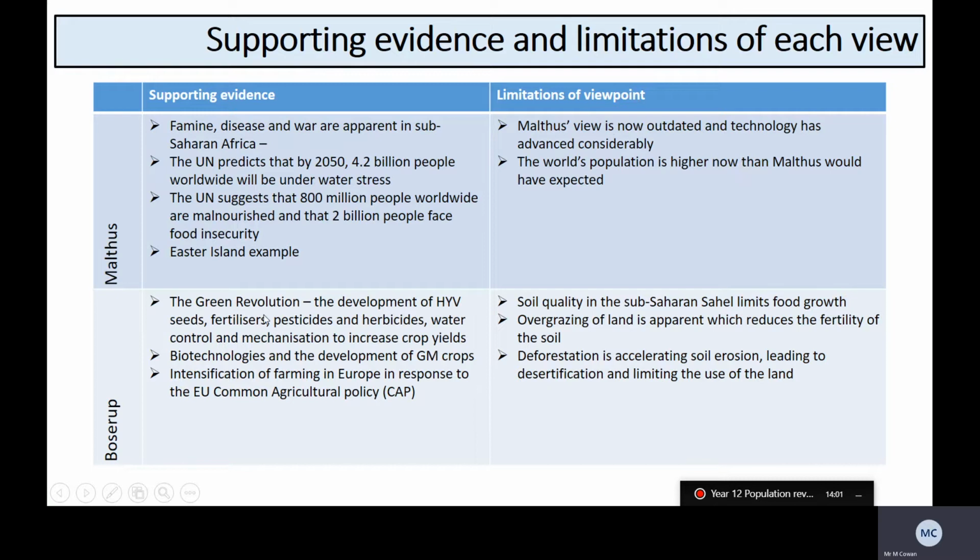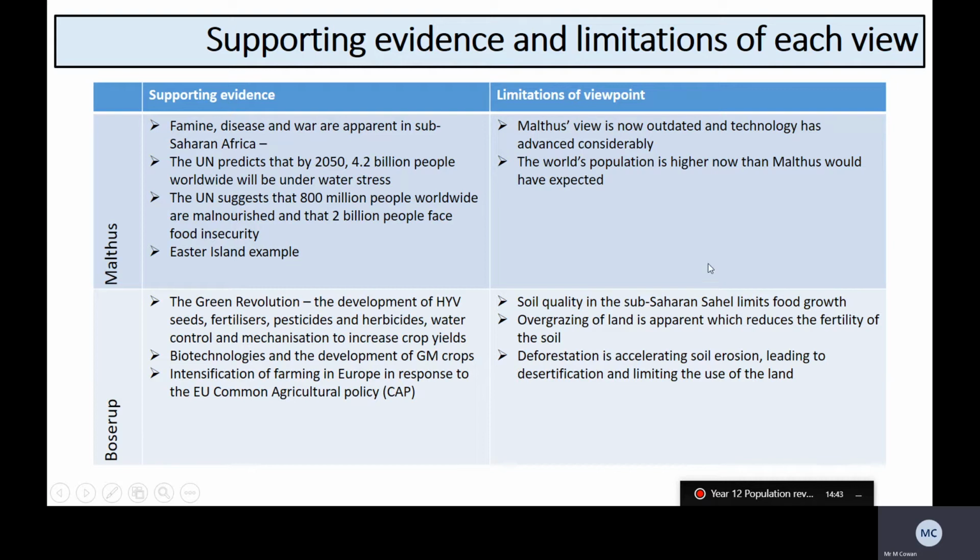Well, her views were that examples such as the Green Revolution and the development of high-yield variety seeds that are resistant to pests, the use of fertilizers, pesticides and herbicides would grow more food, and the fact that we can use water control and mechanization to increase crop yields. You've got more recent examples, such as drip feed irrigation, hydroponic systems, where actually we don't even need the amount of soil that we used to have. Biotechnology and the development of genetically modified crops is another example. And also the European Union developed something called the Common Agricultural Policy in Europe, which intensified farming on a big scale and produced huge amounts of food.